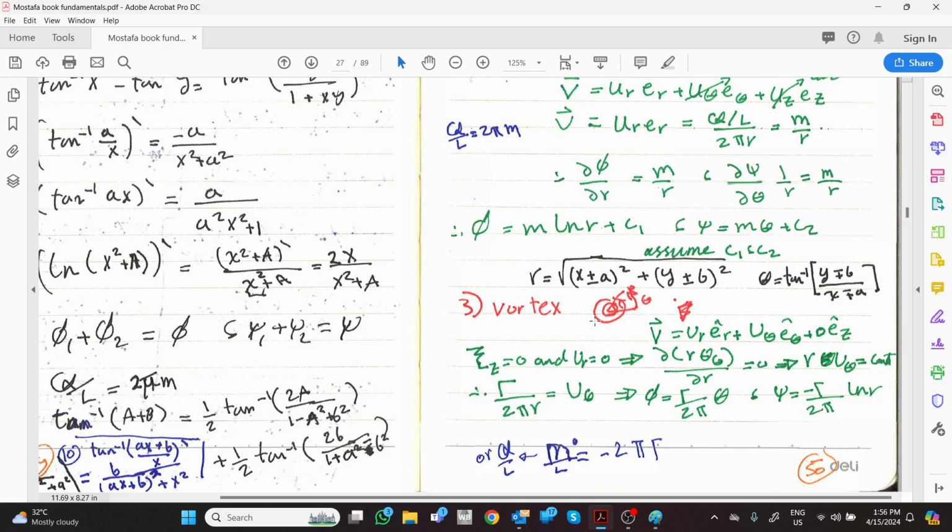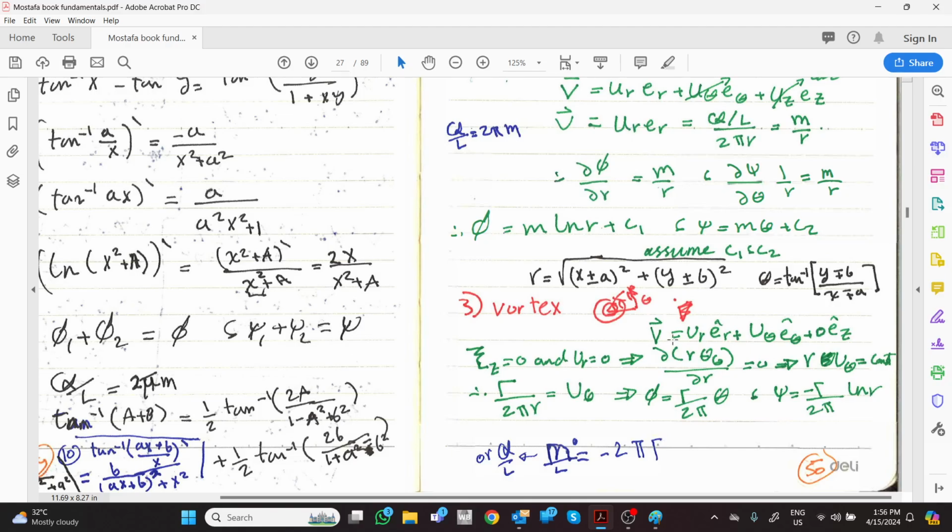If you have a vortex, still it is not swirling. It is a uniform flow, but it is going like this. So it is still not a vortex. So it is still a uniform rotating flow.